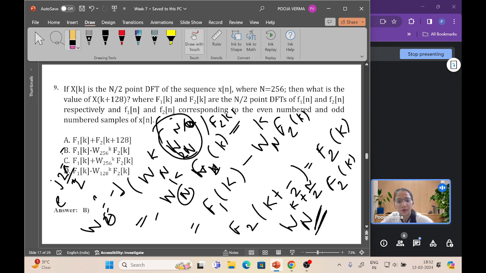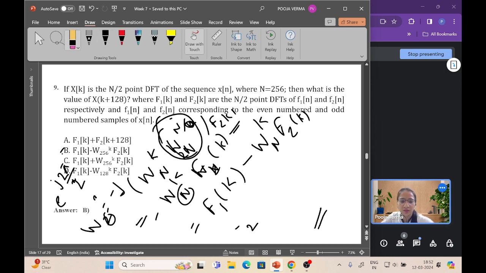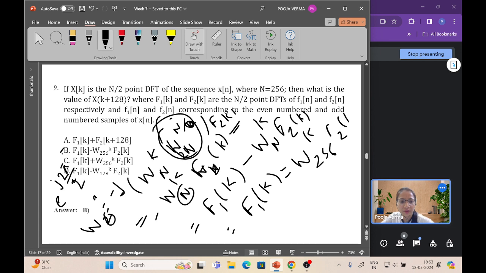If we put this value in this, then we will get F1(k) minus W_256^k F2(k), right? So the correct option is B for this question. Have you got this question? Have you understood? Okay, I hope all of you got this question, so we can move to the next question.